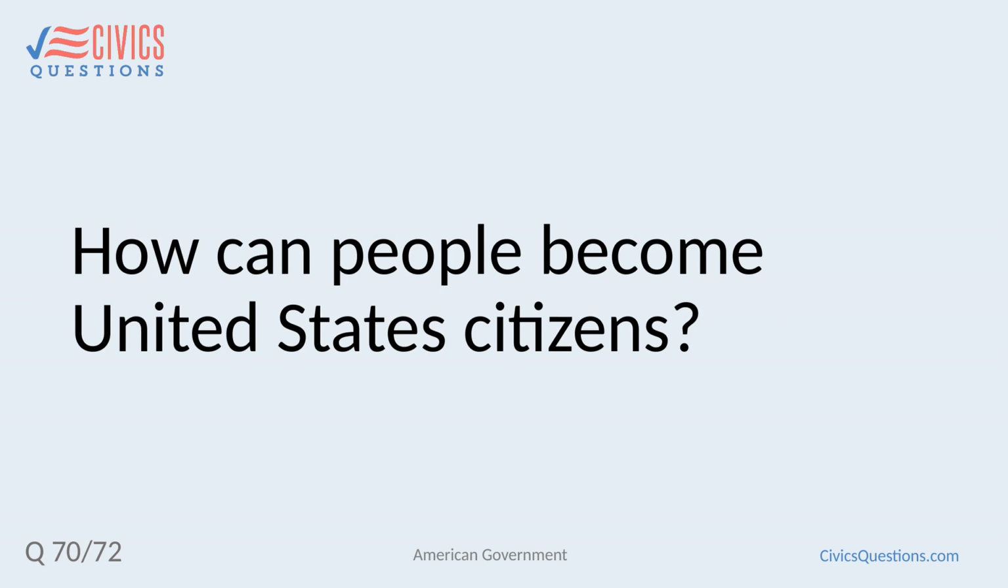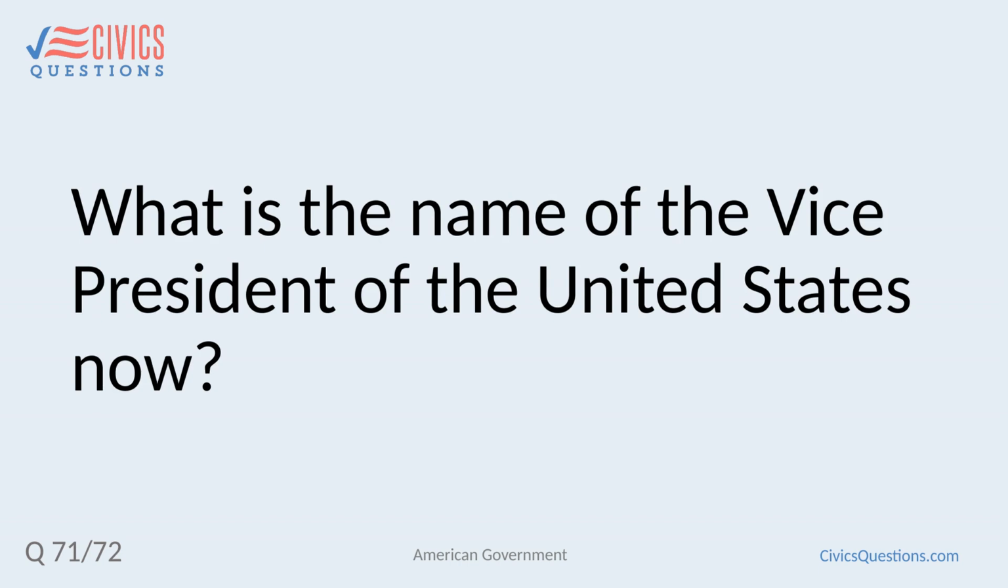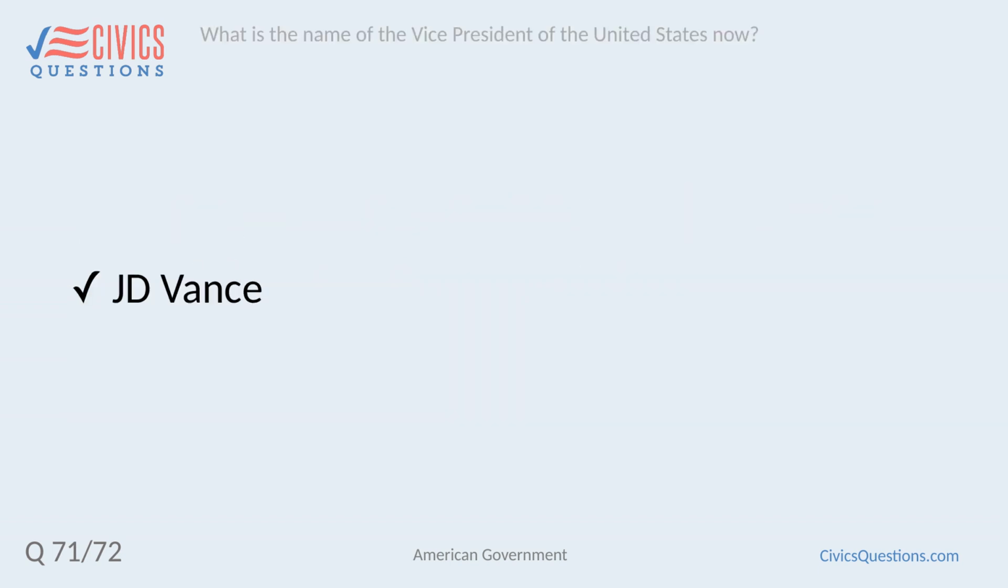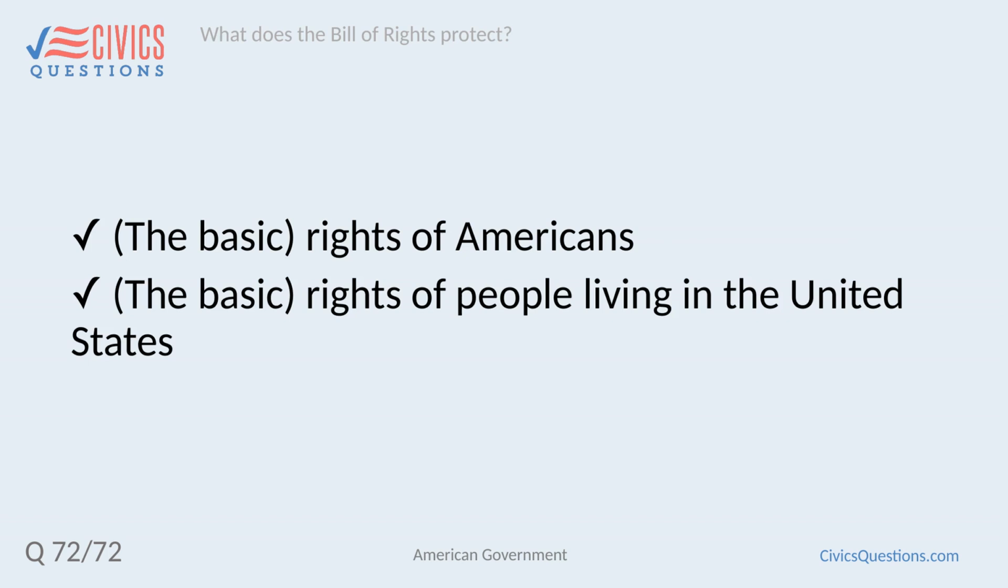How can people become United States citizens? Be born in the United States under the conditions set by the 14th Amendment. Naturalize. Derive citizenship under conditions set by Congress. What is the name of the Vice President of the United States now? J.D. Vance. What does the Bill of Rights protect? The basic rights of Americans. The basic rights of people.